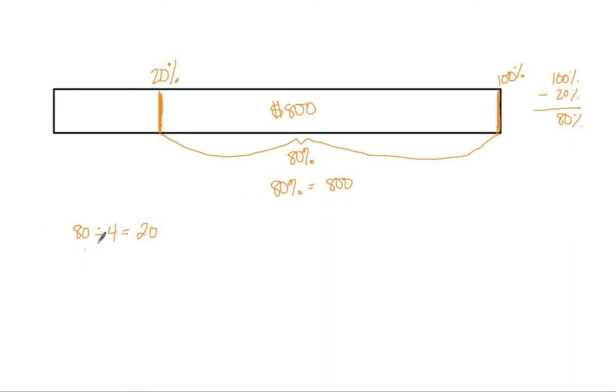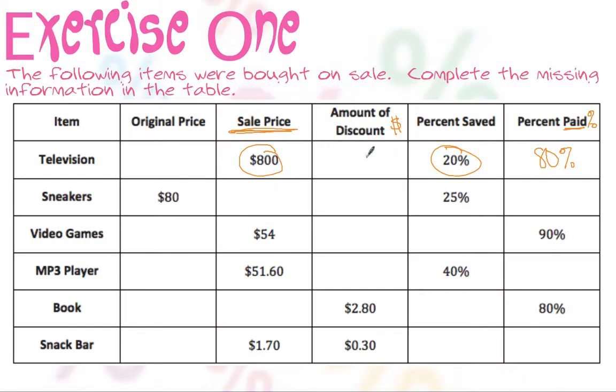So if I do the same thing, if I take my percent and divide it by 4, it gives me 20. So then I know that if I take my sale price and divide it by 4, it should also give me my discounted price because they're proportional. 800 divided by 4, so 4 goes into 8 2 times. Add the 2 zeros. So my discount was $200.